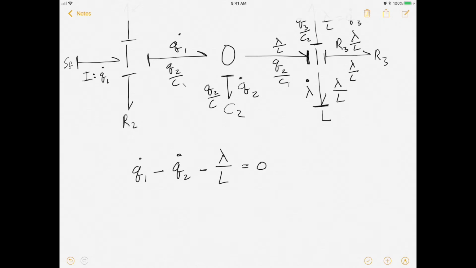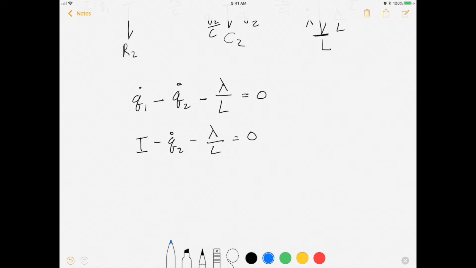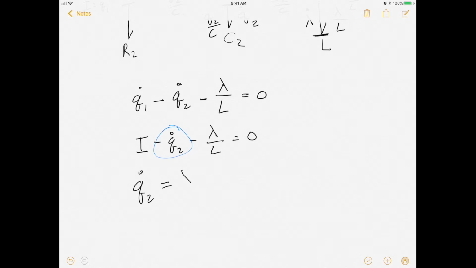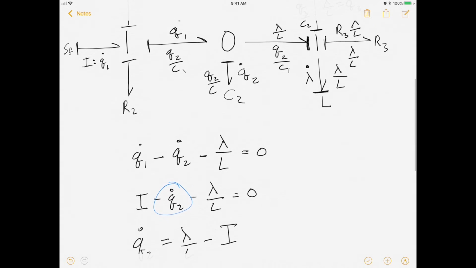We already know what Q1 dot is. It's I. So let's substitute back in I for this equation, since we haven't actually used Q1 dot in any of the scenarios. So we're going to say I minus Q2 dot minus lambda over L is equal to 0. And let's solve for this first order differential equation, Q2 dot. Q2 dot is equal to lambda over L minus I, which is the current. So we have our summation for that variable right there.